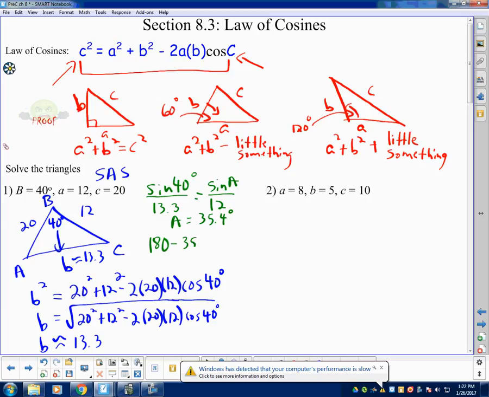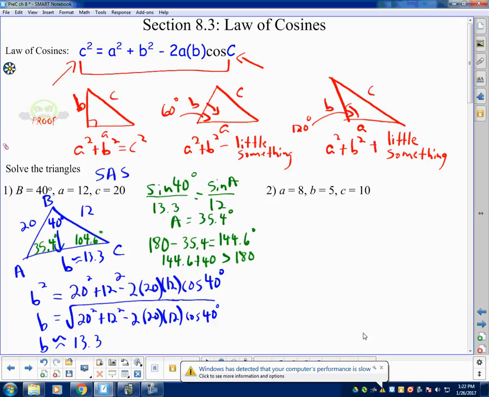180 minus 35.4 gives me 144.6 degrees. You can see that based on this information, we only have one possible triangle. If you look at the 144.6 plus the given 40, that's bigger than 180. So there's only one triangle possible here. And by finding A first, I found that one possible triangle. That's 35.4 for A, and then that would leave me an angle C of 104.6. My drawing is not to scale, but there it is, 104.6.